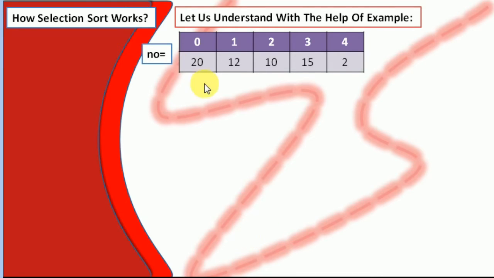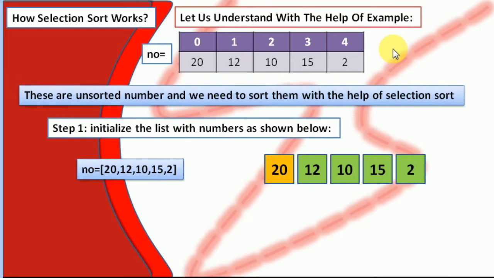I declare one array NO with 20, 12, 10, 15 and 2. 20 at index 0, 12 at 1, 10 at 2, 15 at 3 and 2 at 4. This means our numbers are 20, 12, 10, 15, 2. These are unsorted numbers. So the first line in a Python program of selection sort is that we need to initialize and declare a list. So I declare one list, that is NO equals to brackets. This is my list: 20, 12, 10, 15, 2. I have already shown you how it is going to work. 20 is the first, then 12, then 10, then 15, then 2. And I already know that the indexes are 0, 1, 2, 3, 4.